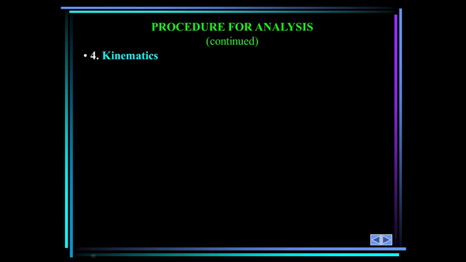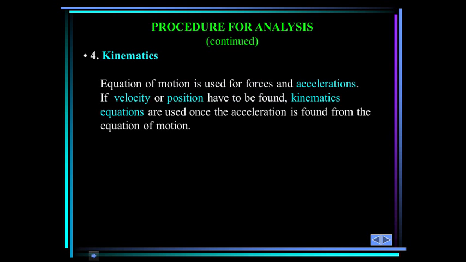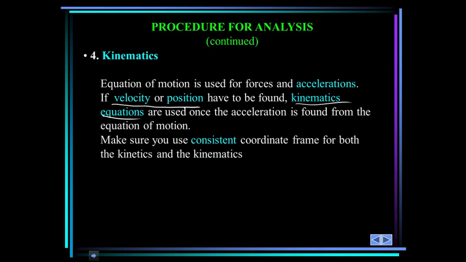The next step is to apply kinematics, chapter 12. Equations of motion are used for forces and acceleration. If you need to find velocities or position, use the kinematic equations from chapter 12. Make sure you use a consistent coordinate frame for both the kinetics and the kinematics.